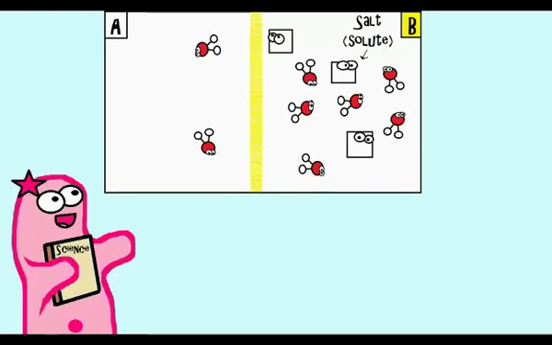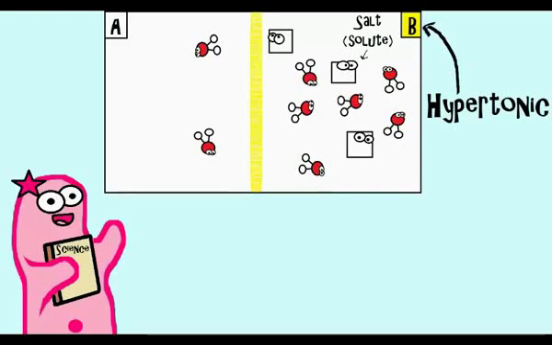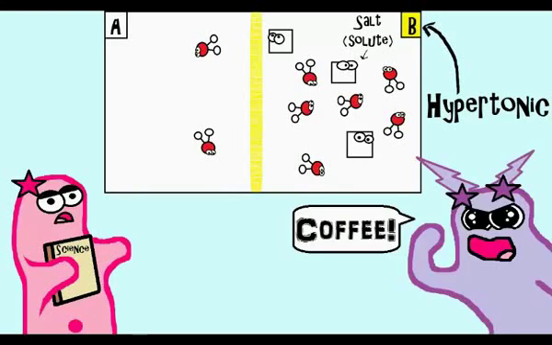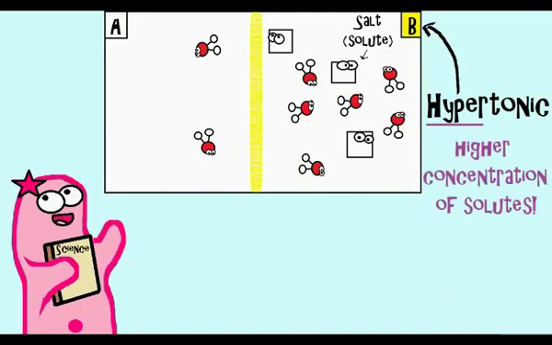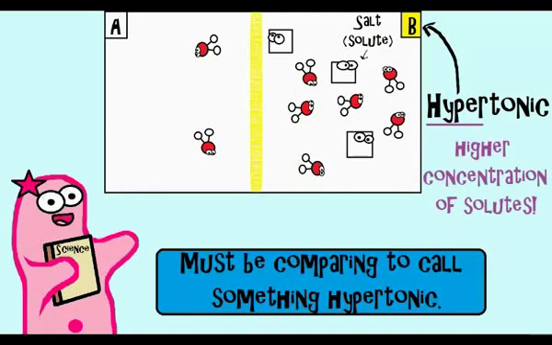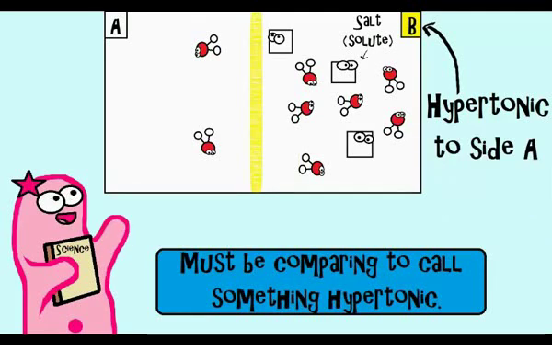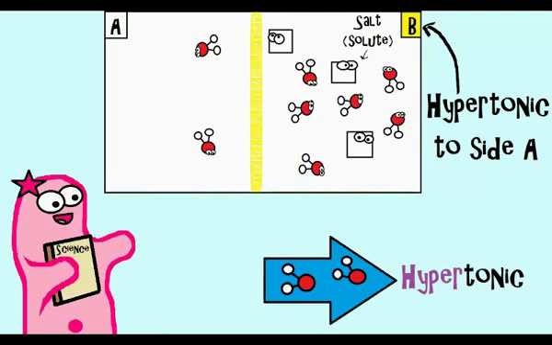Here's some vocabulary to know. We call side B hypertonic. You know that prefix hyper when you think of a hyper person? Well, that helps me think of a high amount of something. For a hyper person, it might be caffeine. But in our case, it means a high solute concentration. But we can't just say something is hypertonic without comparing it to something else. We say that side B is hypertonic to side A because it has a greater solute concentration than side A. In osmosis, water moves to the hypertonic side.